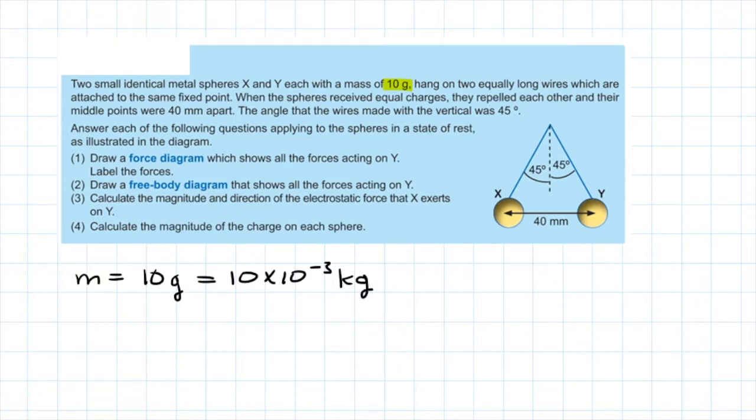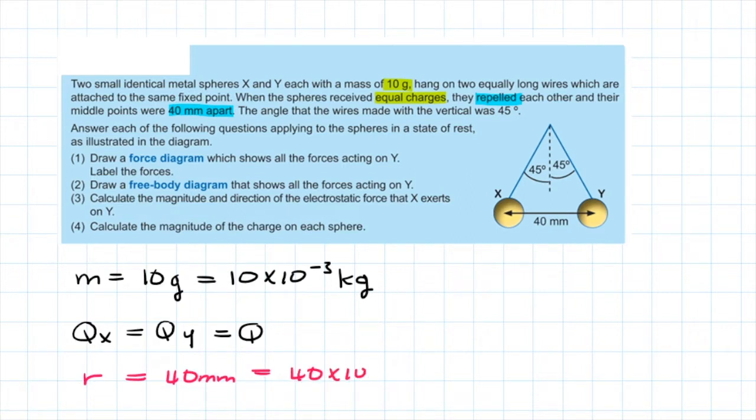They say when the spheres received equal charges, so in other words, when Qx, the charge on X, is equal to Qy, right? And remember, from the previous example, we can say that this is equal to Q. What happens is that they repel each other, and they then move a distance 40 millimeters apart. So we know that R is equal to 40 millimeters, which means the same as 40 times 10 to the negative 3 meters, or you can say 40 divided by 1000.